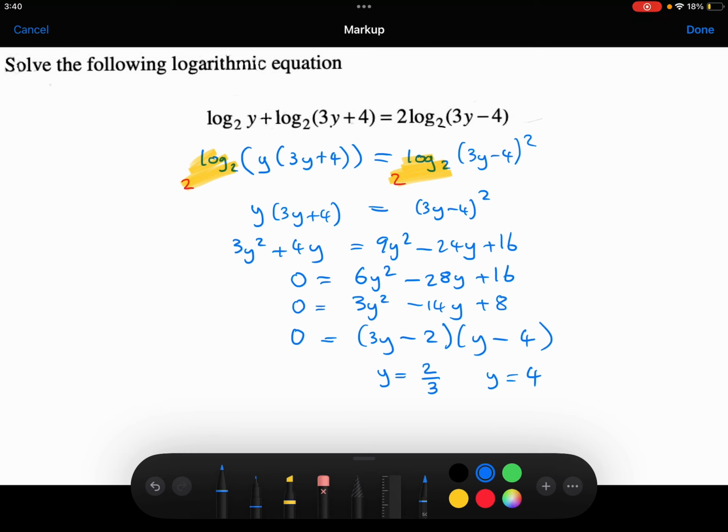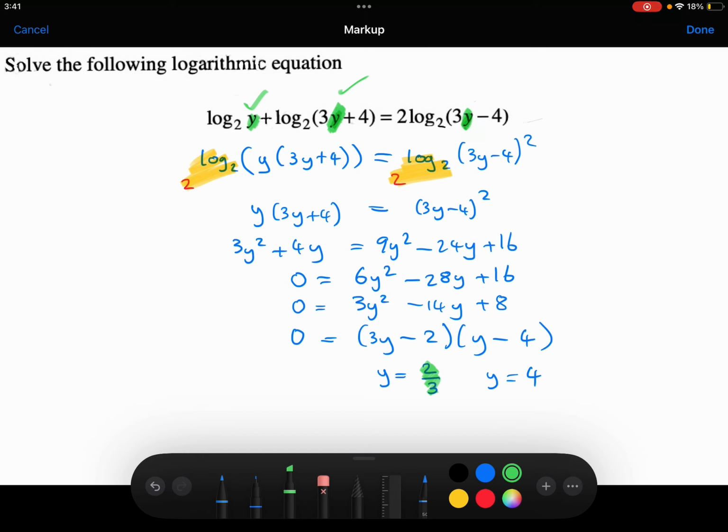But I do just need to double check that they're valid solutions for the quadratic, but are they valid solutions for the logarithmic equation? So what I mean by that is, if I substitute 2/3 in instead of the y here, here and here, do any of those become negative? Substituting the 2/3 in here, that's fine. If I substitute the 2/3 in here, I get 3 times 2/3 plus 4. So that's going to be positive, no problems there.